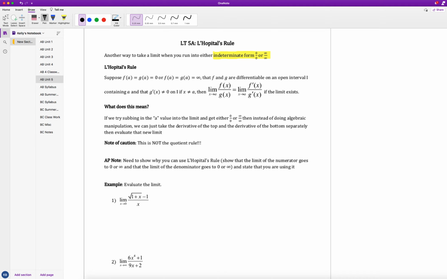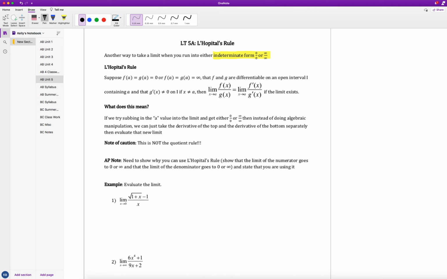and if f and g are differentiable on the open intervals, since this will involve us taking a derivative, I have to make sure my derivatives exist, and assuming the derivative of our function g is non-zero, then our original limit as x approaches a of f of x over g of x would be equal to the limit as x approaches a of f prime of x over g prime of x, assuming that limit exists.